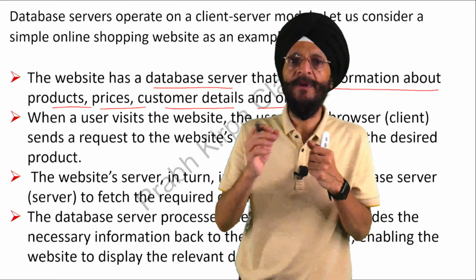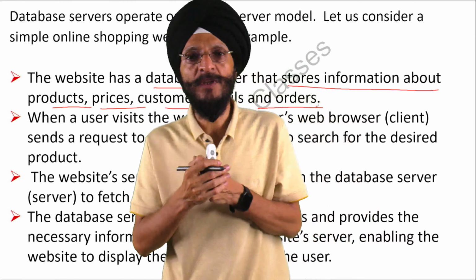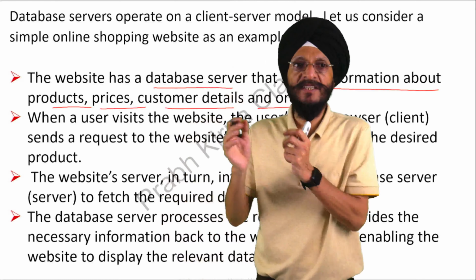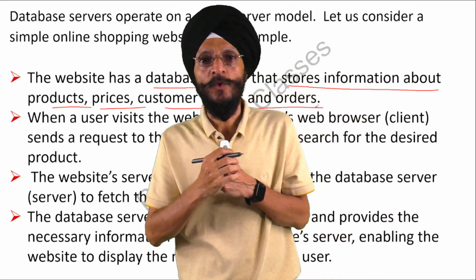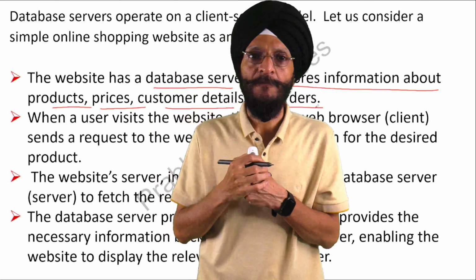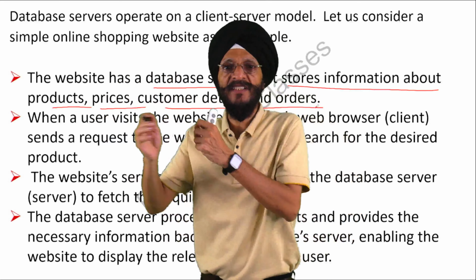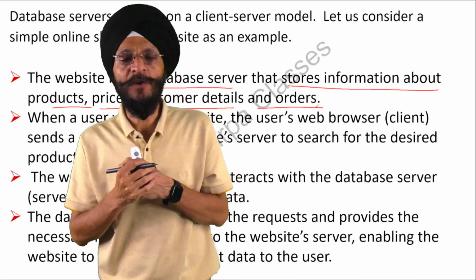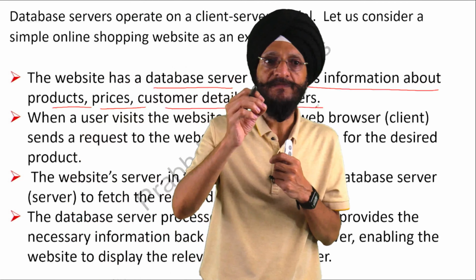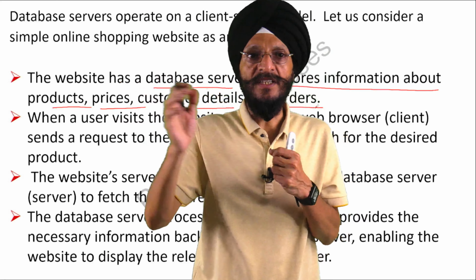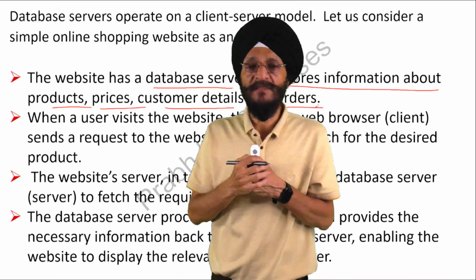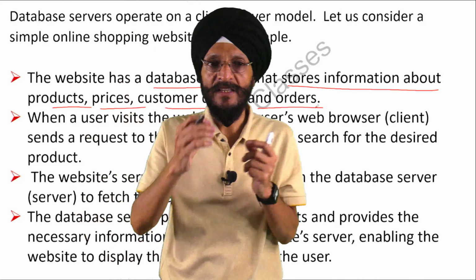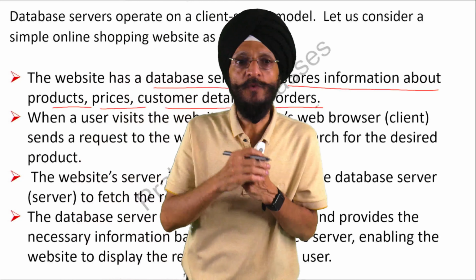the user's web browser, meaning Google Chrome, Microsoft Edge, that is the client, sends the request to the website's server to search the desired product. That is, we want to search a product, we click it on the site, and the website's server searches the same. What the website server does, it interacts with the database server, which is called server here, to fetch the required data.